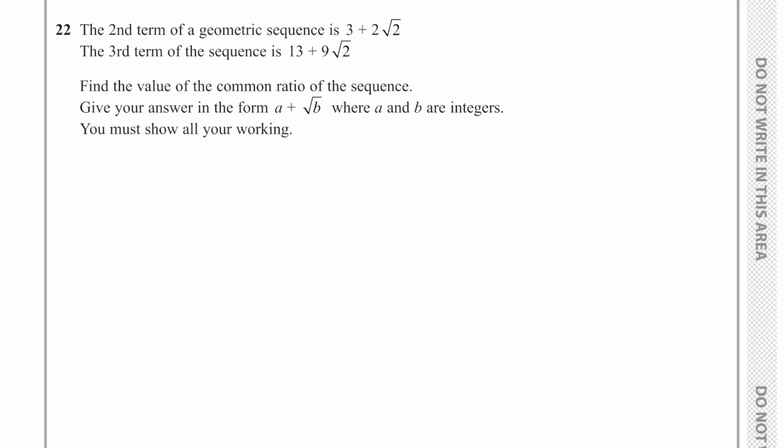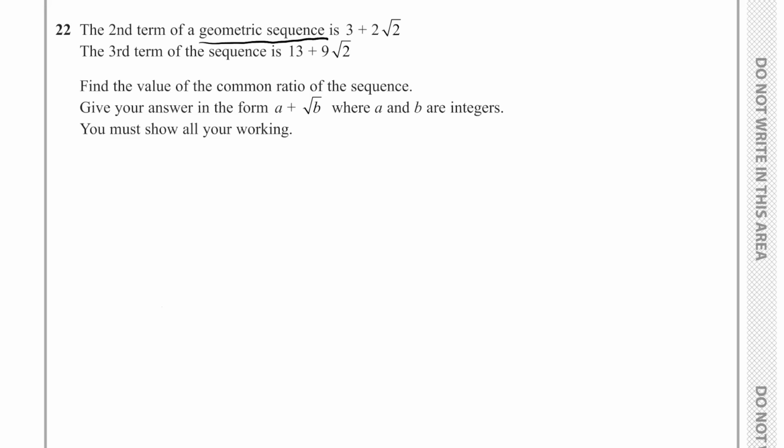So in a geometric sequence, we have a common ratio. That means we multiply by the same thing every time. So if the common ratio was 2, we would be doubling each term. If the common ratio was 5, we'd be multiplying each term by 5. So the common ratio is what you multiply one term by to get the next term. That's what geometric sequence means. We times one term by something to get the next term.